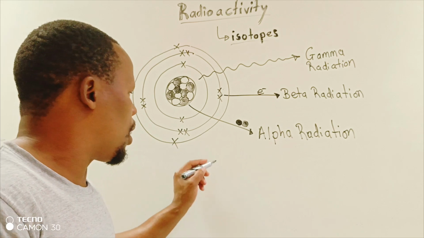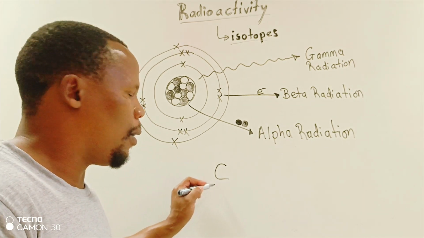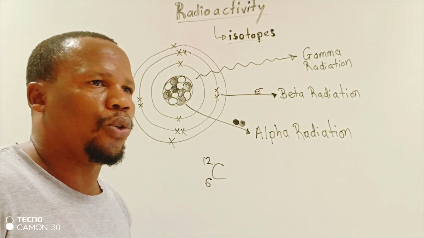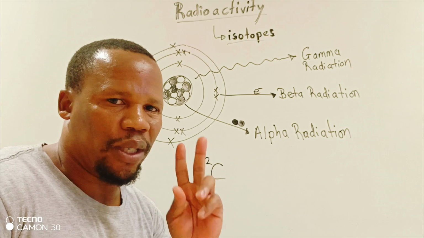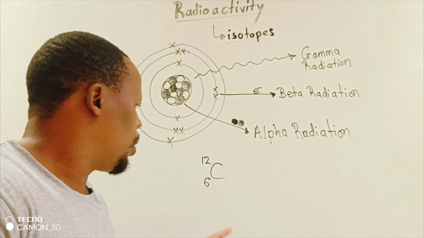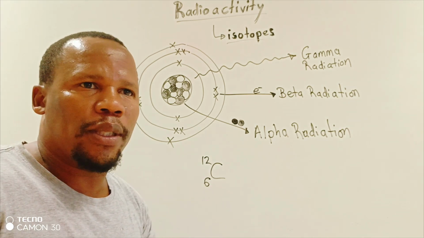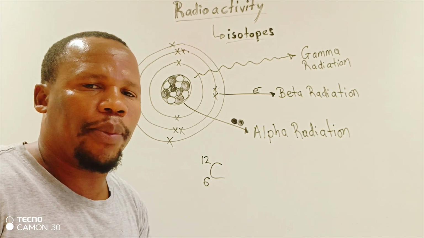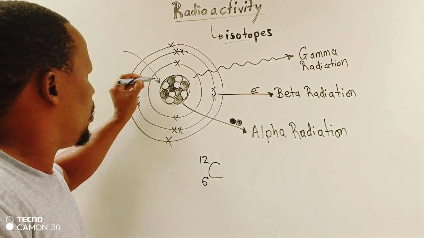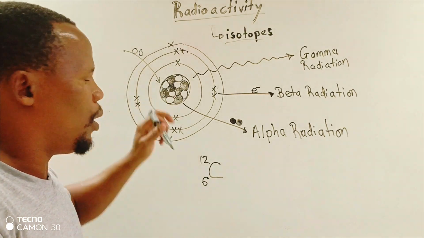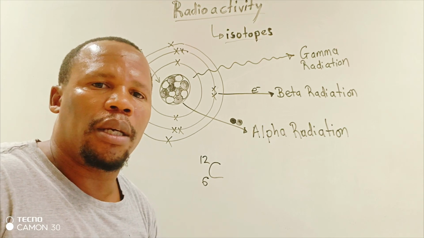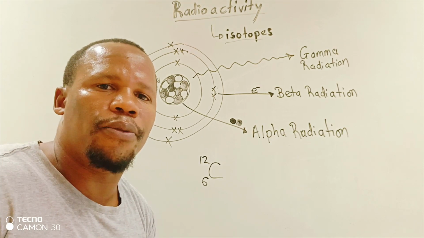Imagine this thing is carbon. The proton number of carbon is 6, and the mass number is 12. So a carbon atom has 6 protons and 6 neutrons, giving a mass of 12. The 6 protons and 6 neutrons are already filling that nucleus to capacity. Now imagine you are bringing extra neutrons, extra passengers, into this already full nucleus.